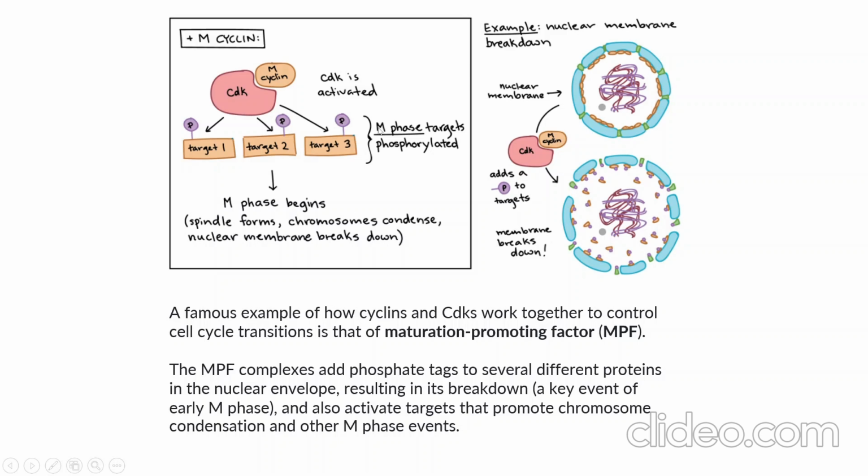One famous example that you guys heard about in your coursework is this MPF, right? Which is the maturation promoting factor. It was investigated in the 1970s, and then finally in 1980 they realized, okay, so MPF is essentially an M cyclin bound to a CDK. So it's this complex that is then useful for phosphorylating various targets that eventually lets it go into M phase.